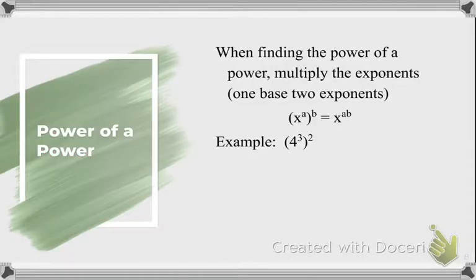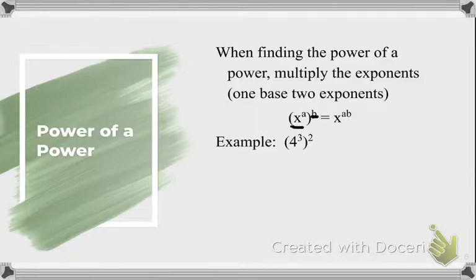When finding the power, now we're doing a power of a power. When finding the power of a power, multiply the exponents. In this case, there's only one base. Here's your base, and there's the exponent, and then you have another exponent on the outside of the brackets.